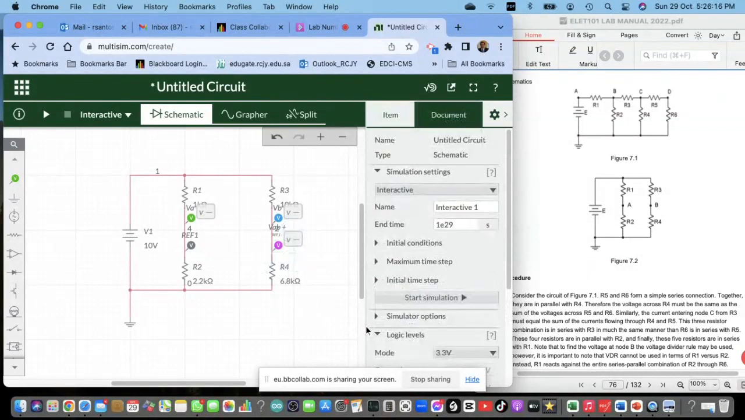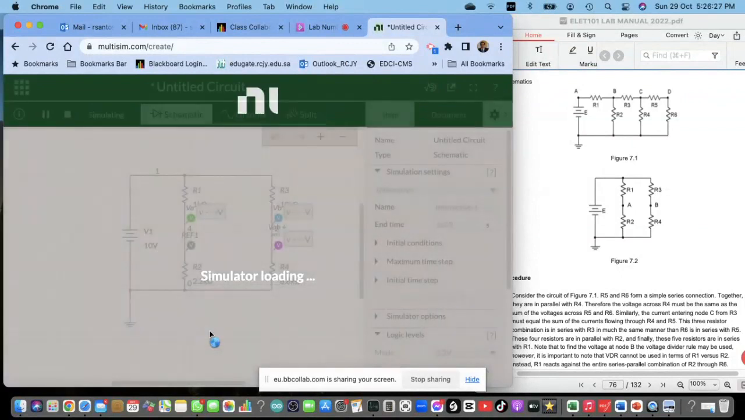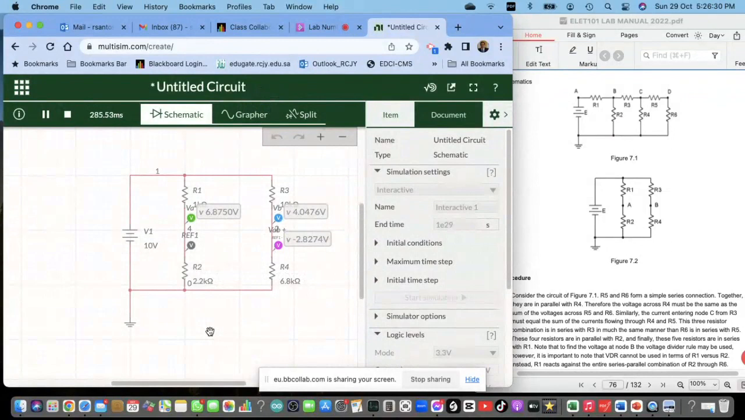Is that correct? So let's try again to simulate the circuit. All right, let's see if it works. So this should be the value. This one, VA, should be 6.8. VB is 4.04. Then this one, this is VAB, which is 2.8. Let's see in my book. It's the same thing. 6.8, yeah, 4.04, 6.8, 2.8. Yeah, that's correct. So this is correct.